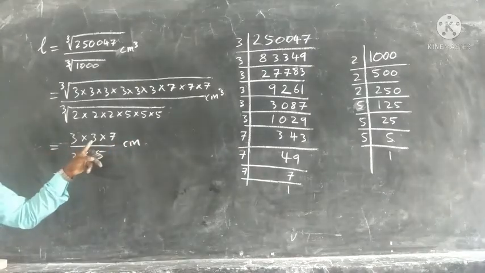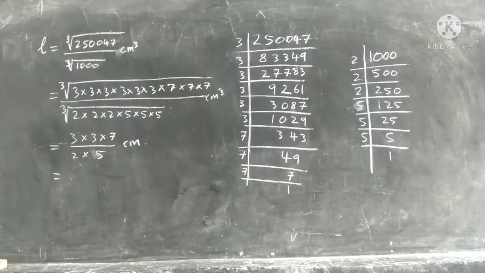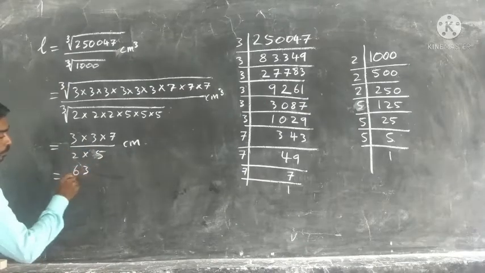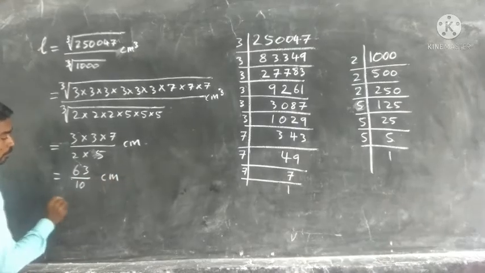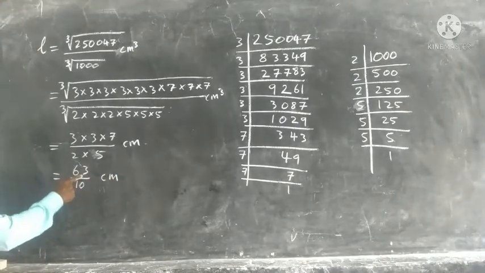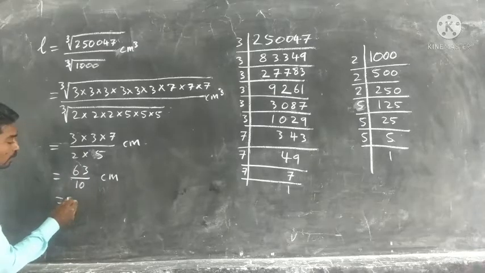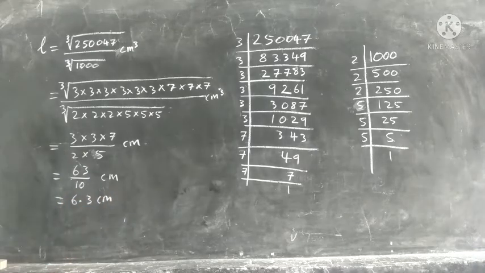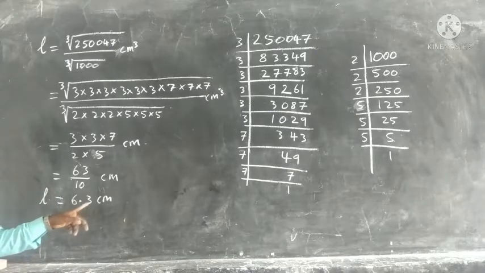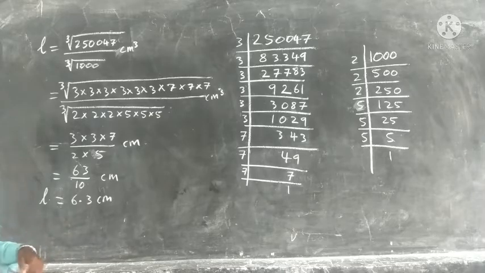3 3s are 9, 9 7s are 63. Divided by 2 5s are 10. You can divide 63 by 10. If you divide, you get 6.3 centimeter. Therefore, length of sugar cube is 6.3 centimeter.